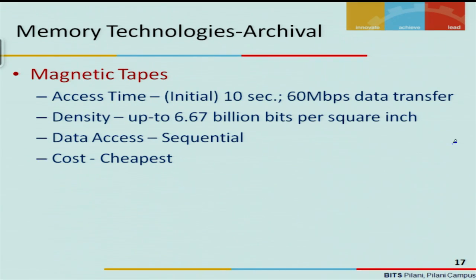Then for archival purposes, the memory technology used is magnetic tapes. Tapes are very cheap, but they cannot be used for online data. They can be used only for offline or archival backup purposes. Magnetic tapes have been used for archival purposes for a long time, and data access is sequential here.